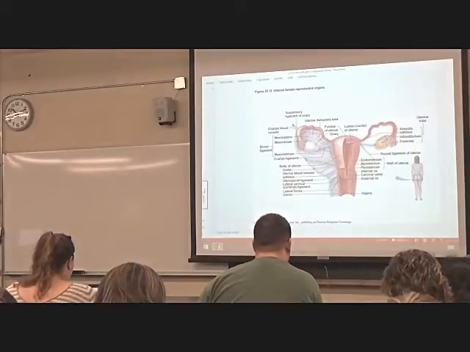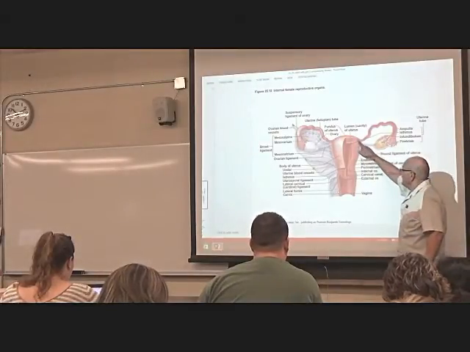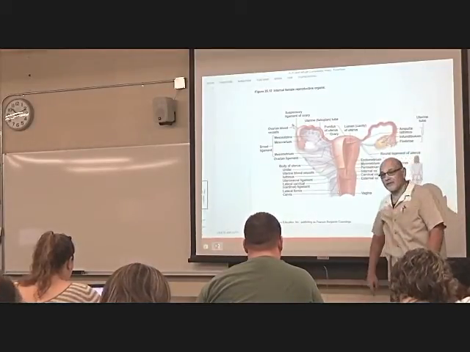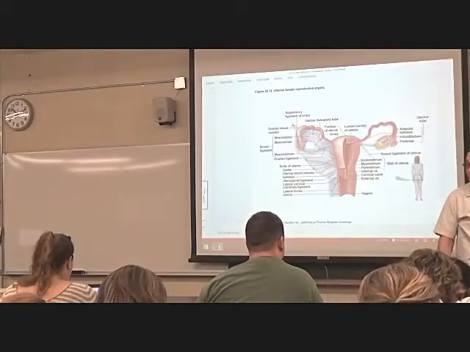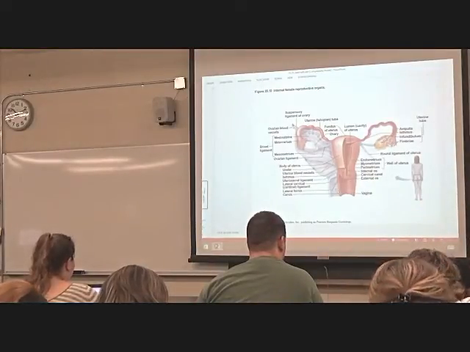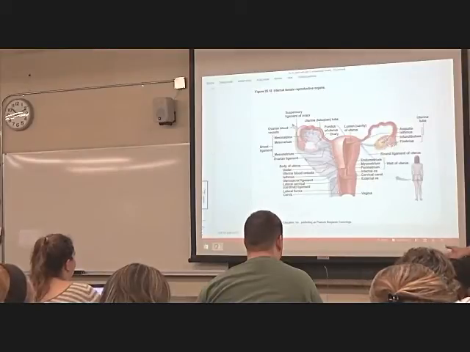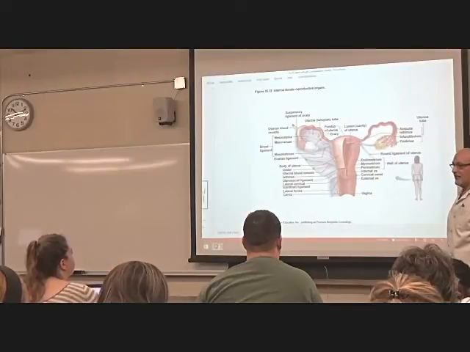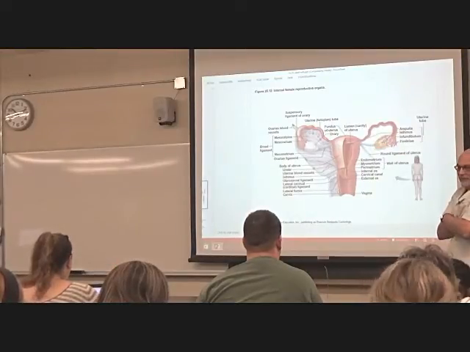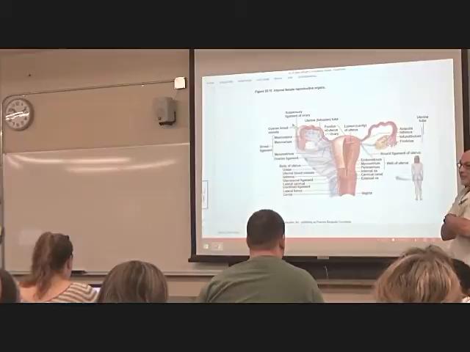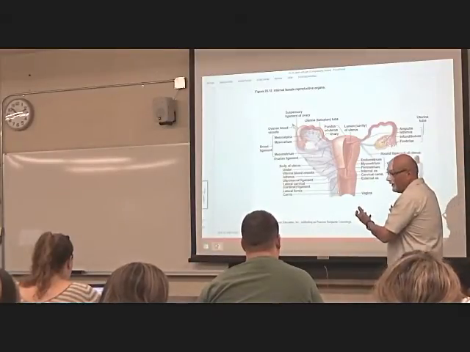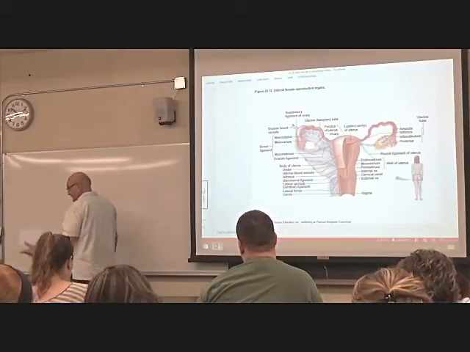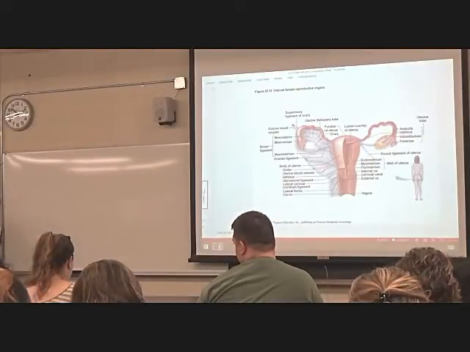The round ligament is a thickened mesentery which comes off the top of the uterus, the fundus, and runs all the way down to the labia majora. That round ligament is homologous to the male structure. If you go through the homologous structures, you can do reproduction quick.